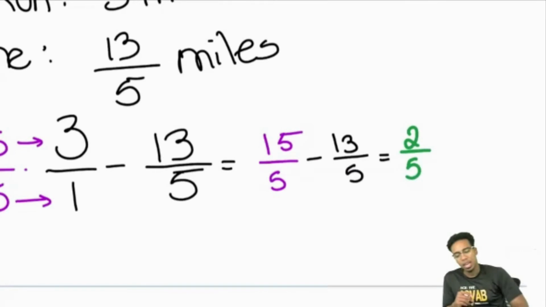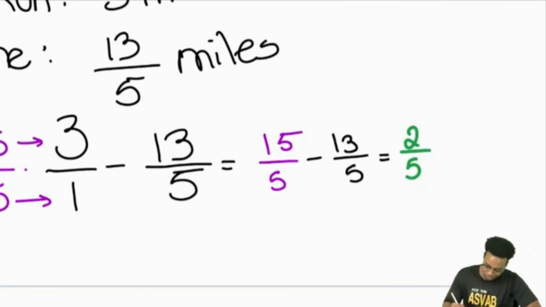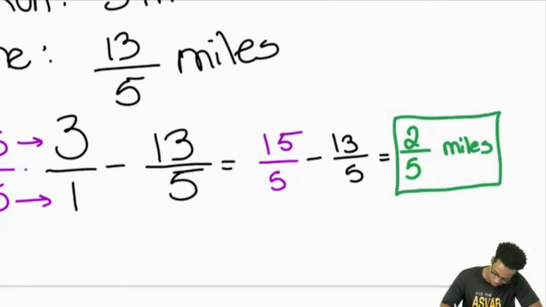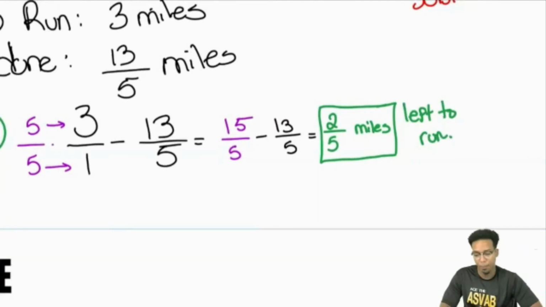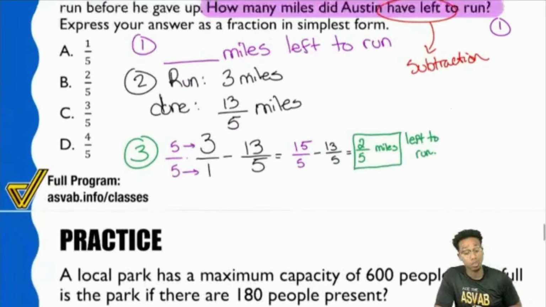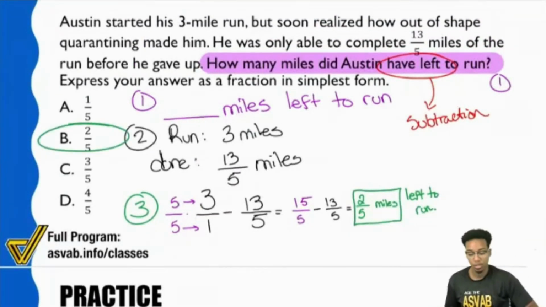2/5. Everybody, 2/5 what? Remember, it's not about what the numbers are. It's about what they mean. 2/5 miles. Boom. 2 out of 5 miles, 2/5 miles left to run. Boom. So now we've completed the story. We've told the story. 2/5, B is the answer, and we're good.